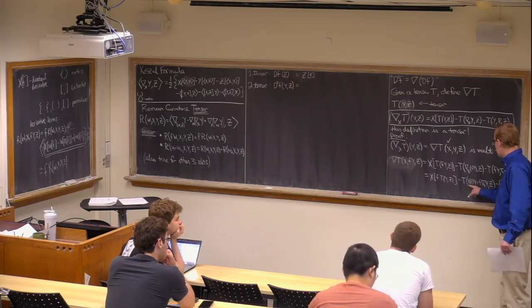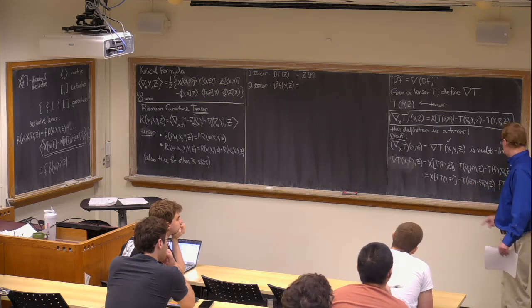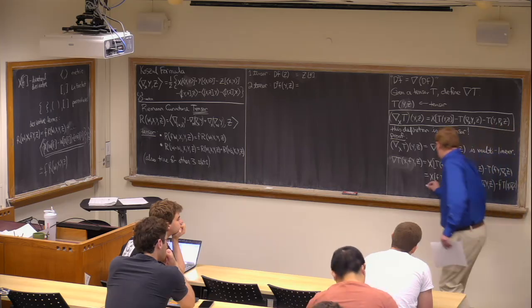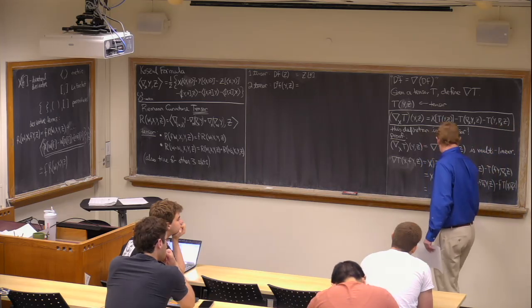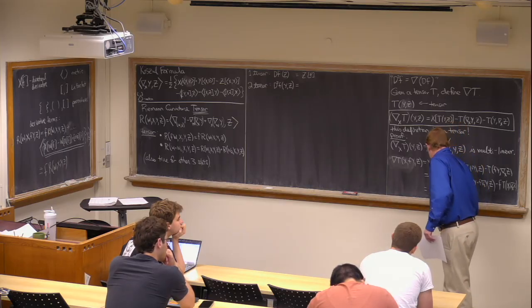Here I've got to use the product rule, right? So I'm getting derivatives of f there. That's a bad term. That can't stick around. At the end of the day, it's going to have to cancel somehow. And that f here just factored out because t is assumed to be a tensor. And then you look at this, and you're like, oh, okay. So I'm going to get a derivative term here, which is x of f.